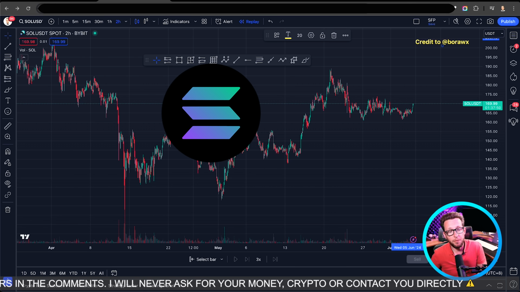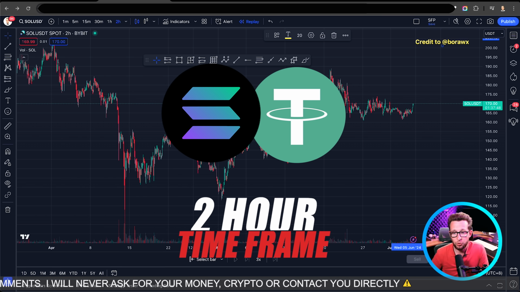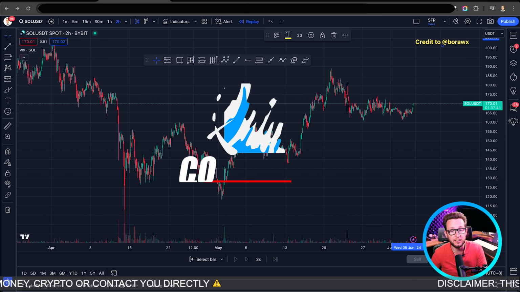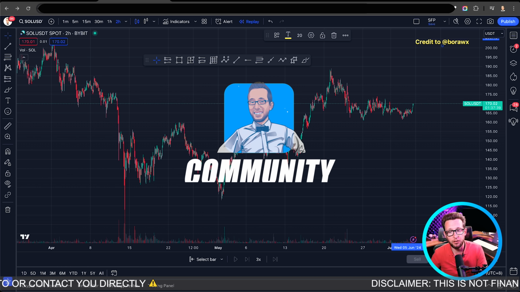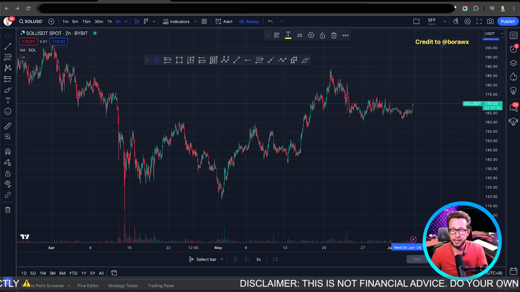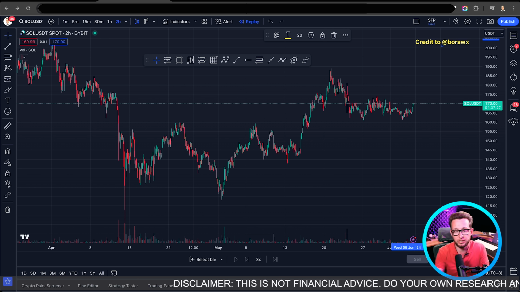Okay guys, here I am on Sol USDT on the 2-hour time frame. Giving credit where credit was due, this trading strategy was given to me by one of the members of the DaviddTech community. Forex, congratulations to you for this setup. Thank you very much for sending it to us and allowing us to backtest this trading strategy.